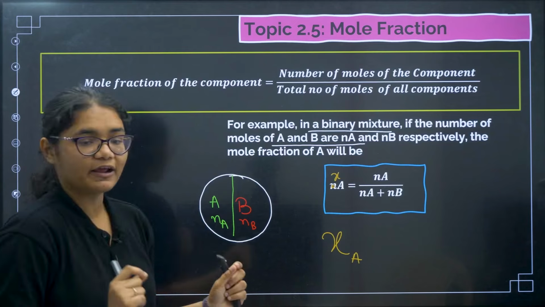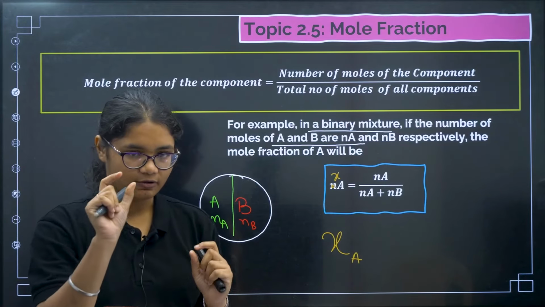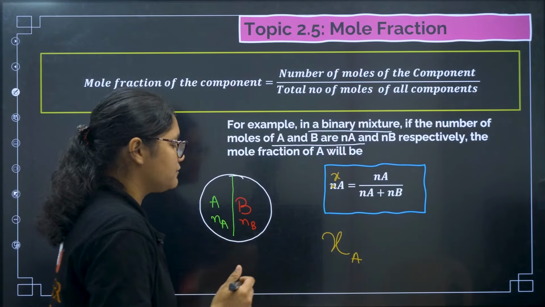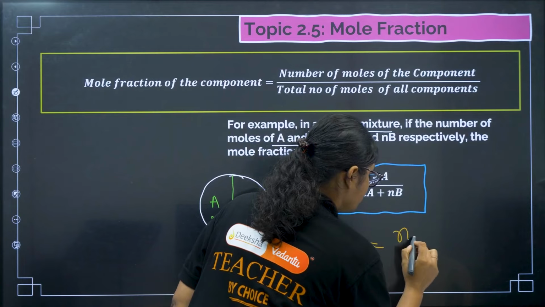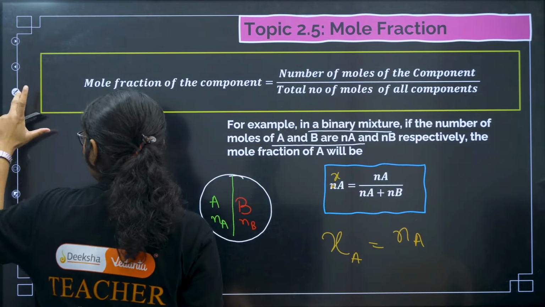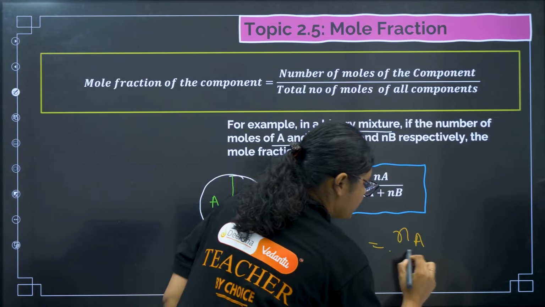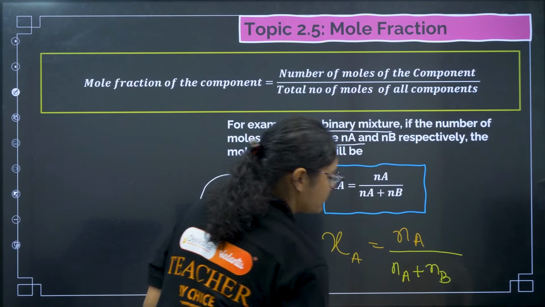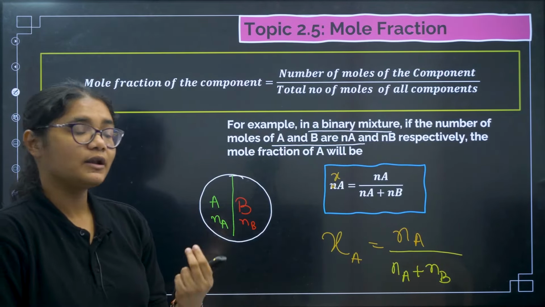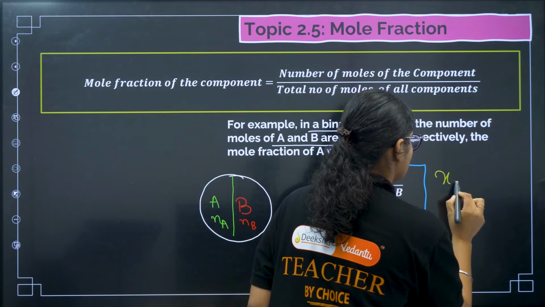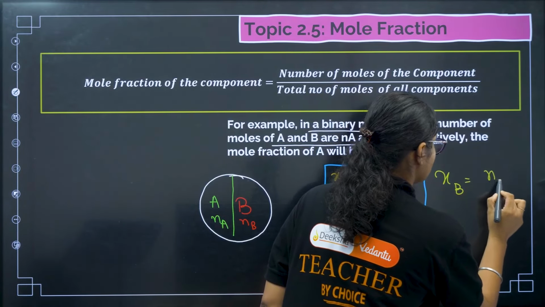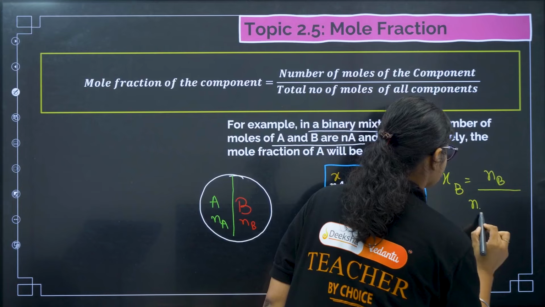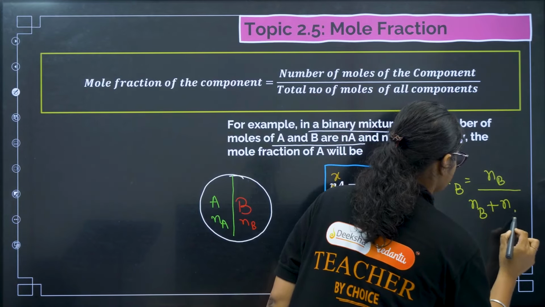Mole fraction is denoted by chi, and then A. That will be equal to the number of moles of A divided by the number of moles of A plus the number of moles of B. Now if I want to represent chi B, how to represent it? The number of moles of B divided by the number of moles of B plus the number of moles of A.